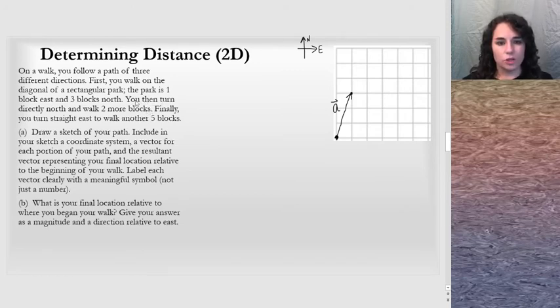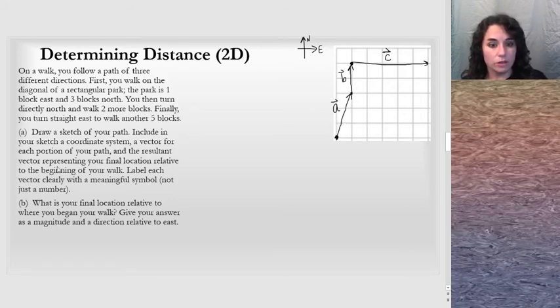You then turn directly north and walk 2 more blocks. So walk 2 more blocks north. All right, so there's the B vector directly north. And then it says finally you turn straight east to walk another 5 blocks. Walking another 5 blocks east. Perfect, 1, 2, 3, 4, 5. All right, and I'm going to call this vector C. Okay, so that's your actual path.